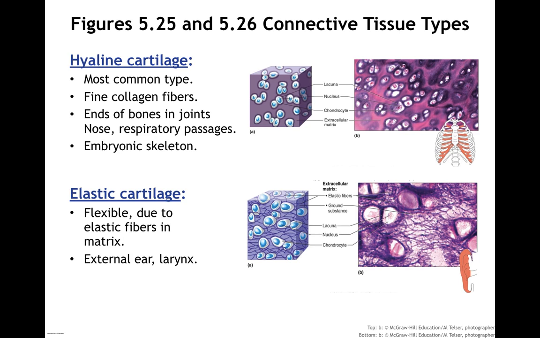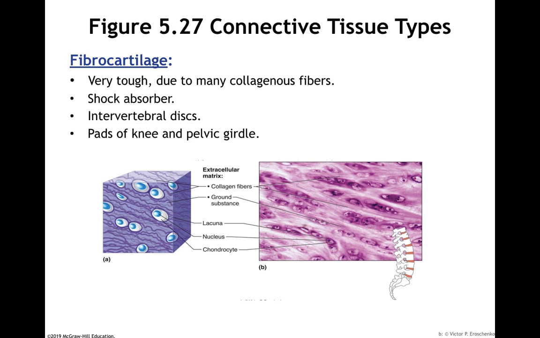We find elastic cartilage in our external ear and also in our larynx. The fibrocartilage is very tough. It's got a lot of collagen fibers in it. It's a very good shock absorber. It is going to make up the intervertebral discs between the bones of our spinal column. It's also going to be part of the knee and pelvic girdle.